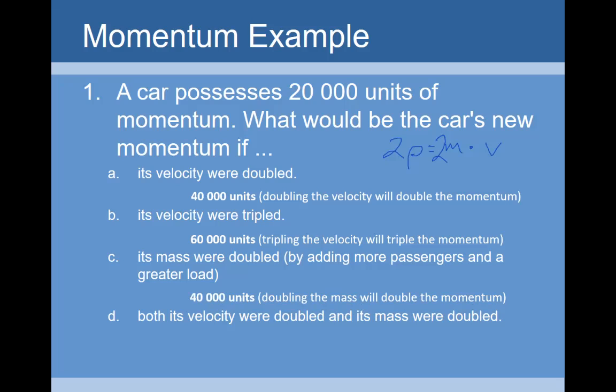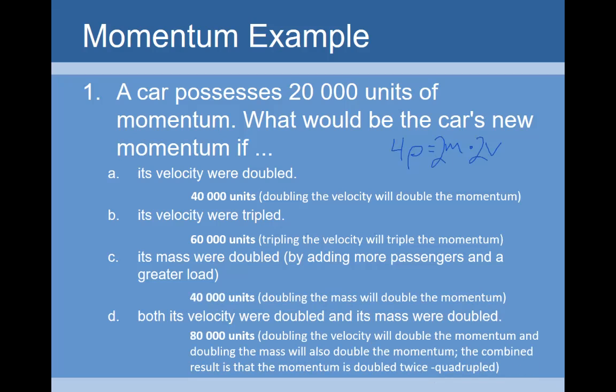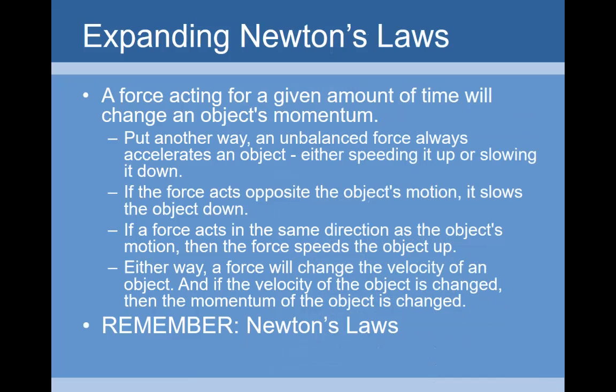Okay, so let's look at one more example just to make sure we understand this. What if we doubled both its velocity and its mass? This time we double the mass and double the velocity. Hopefully you realize that this is going to quadruple the momentum. And so we end up seeing 4 times 20,000, which is 80,000 units. That's the basic concept of what we're talking about here.